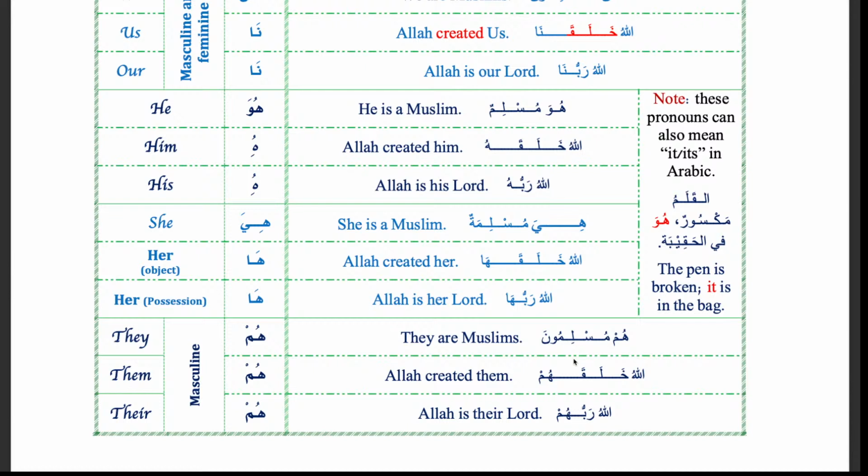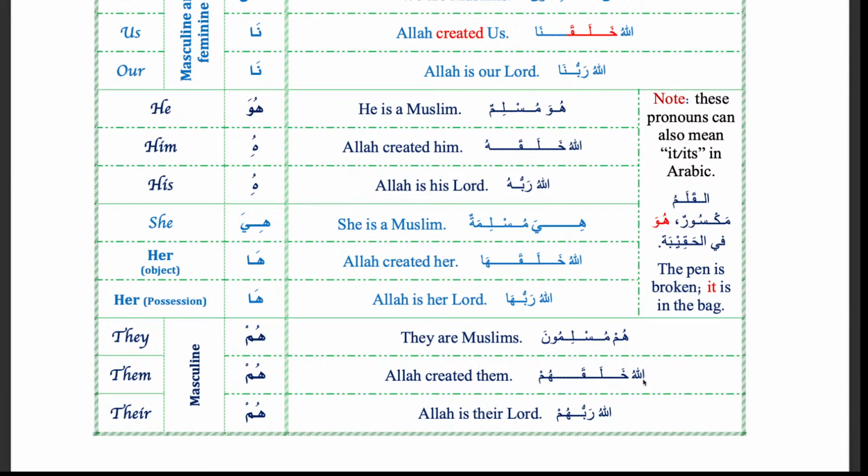Hunna. So hunna is the feminine form. The they, them, and their for the feminine. So you want to say they are Muslims, right? Referring to a group of women. You're not going to say hum muslimun. You're going to say hunna muslimat, the feminine Muslims, right? Muslimat. Now if it's a mixed group, both men and women in the group, you use hum, right? Anytime there is mixed gender in a group, you always use the masculine pronoun or the masculine adjective.